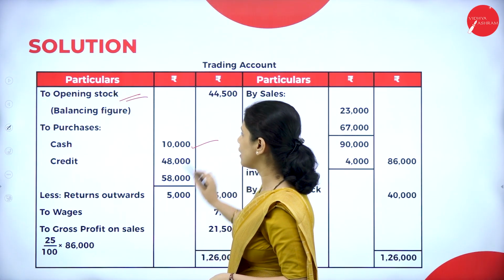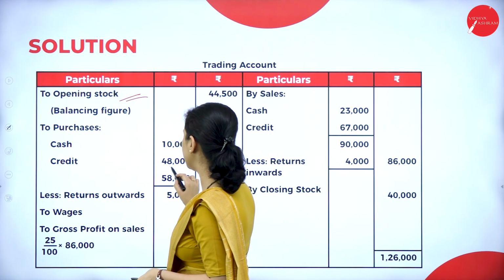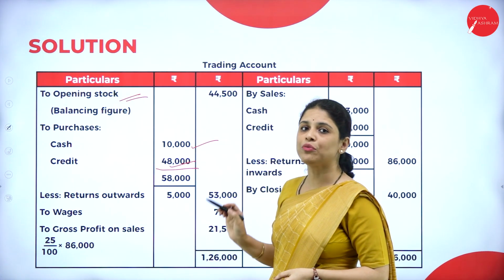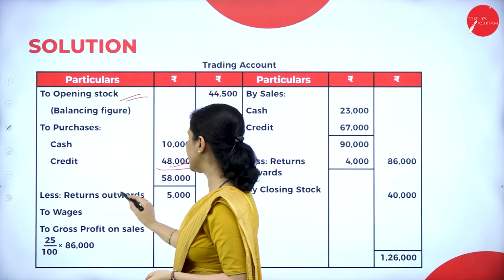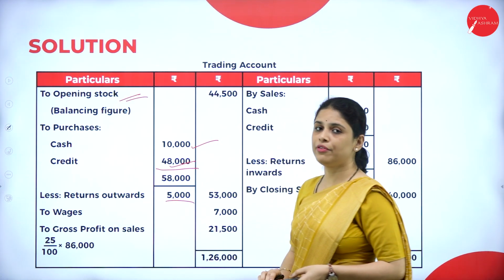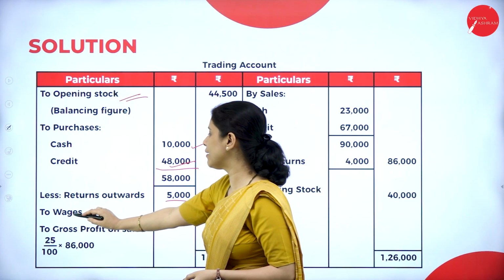Cash purchase is 10,000. Credit purchases 48,000. Total will be 58,000. From that, what we have to do? We have to deduct the return outwards. It will be 5,000. So how much it will be? It will be 53,000. After that, we will take wages.